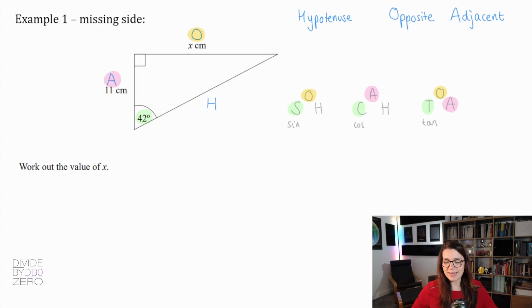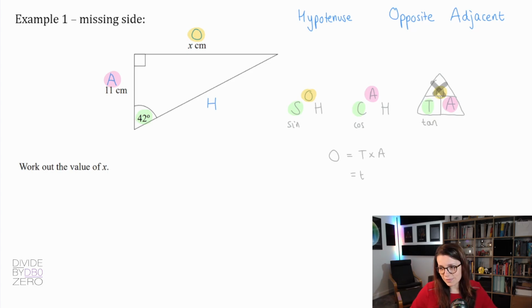From this highlighting, we can now see that the formula triangle we want to use is TOA because all 3 things are highlighted there. So I'm going to make this into a formula triangle, and then I'm going to cover up the one I want. So I want O, which leaves T times A. So opposite, or O, equals T times A, and that's just according to how the formula triangle works.